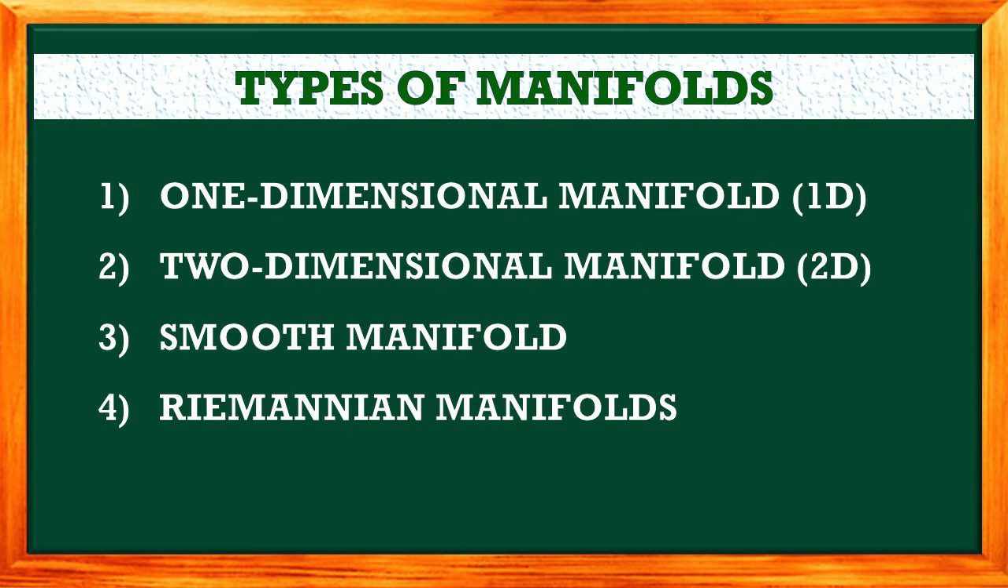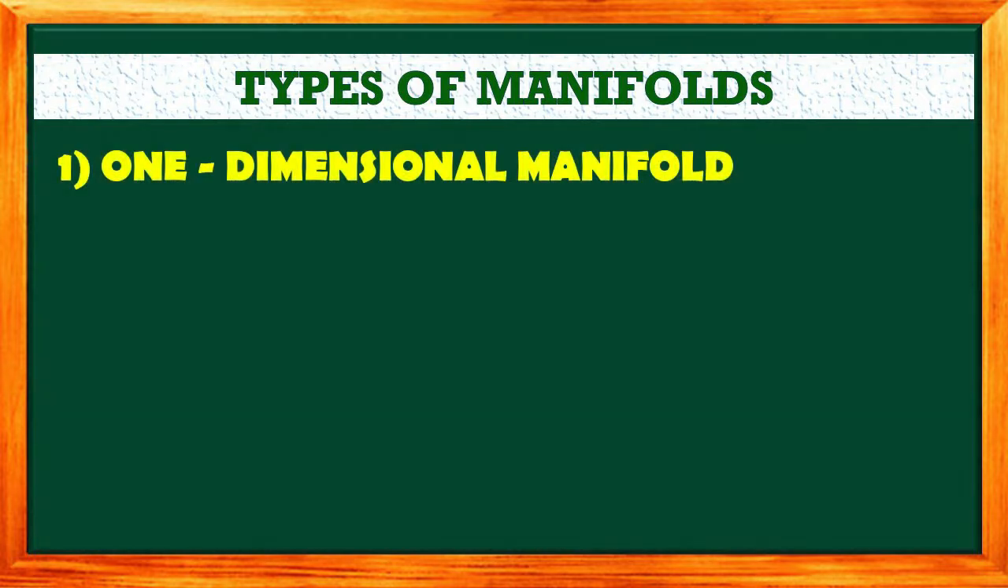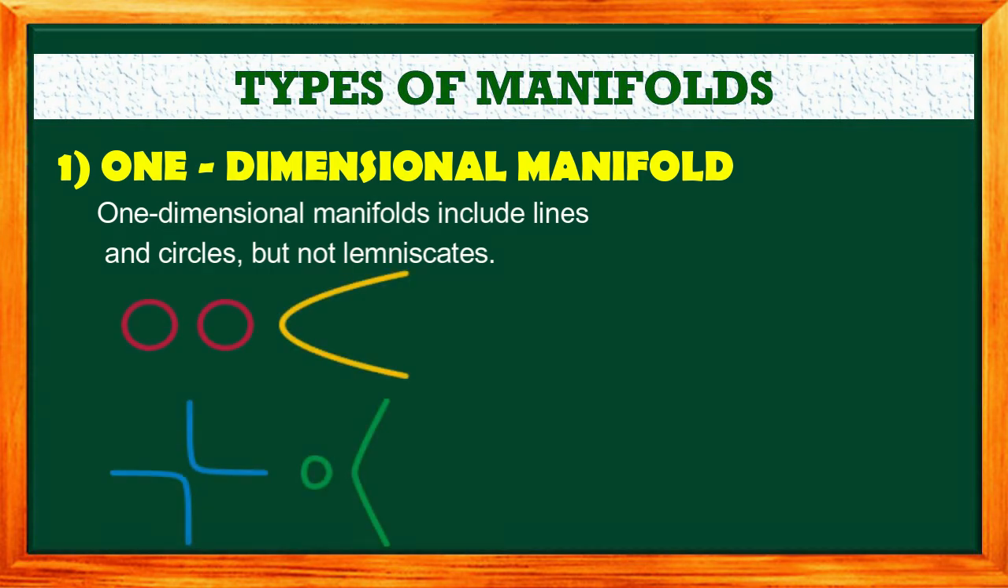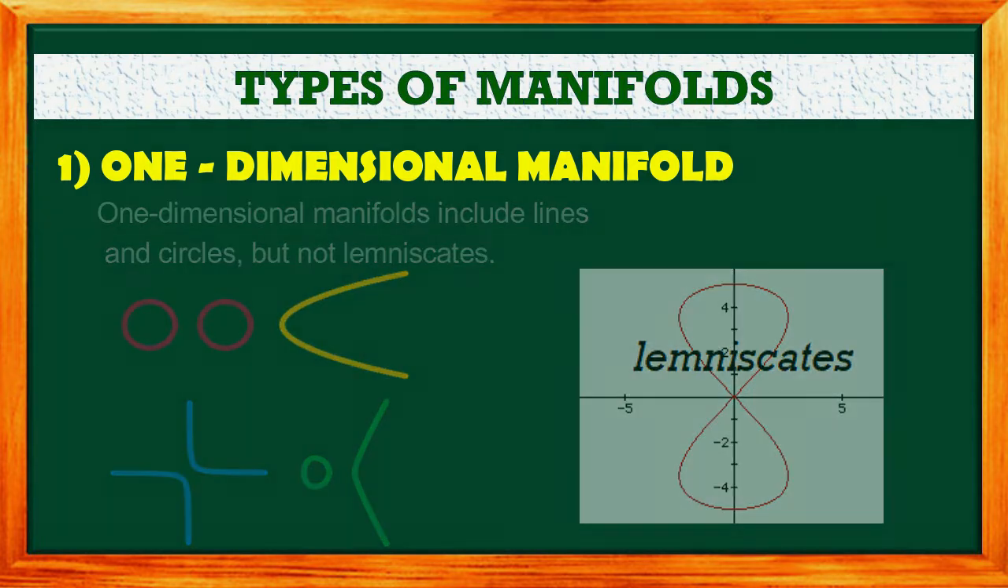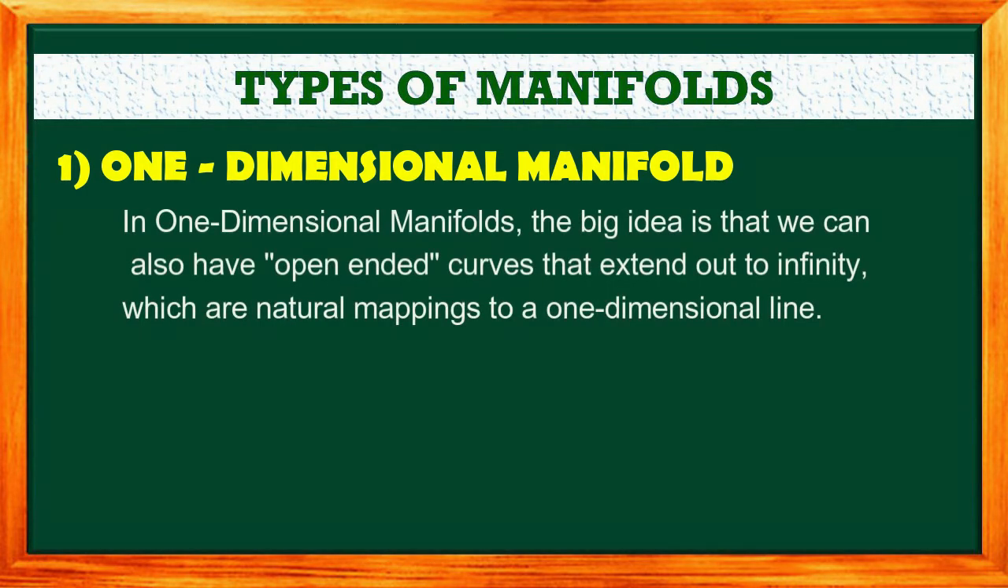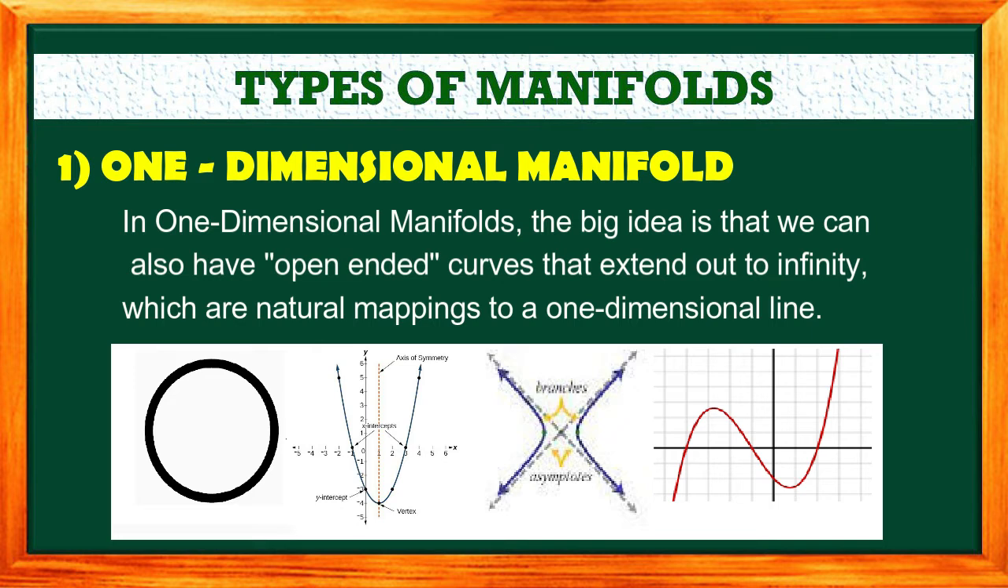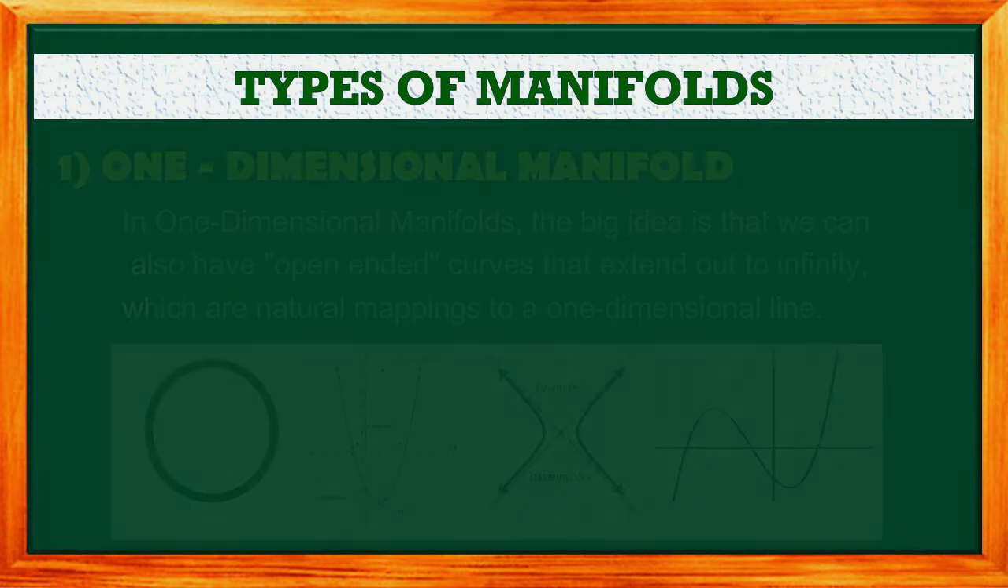Manifolds have four classifications. The first classification is the one-dimensional manifold, or 1D manifold. A 1D manifold includes lines and circles but not lemniscates. In one-dimensional manifolds, the big idea is that we can also have open-ended curves that extend out to infinity, which are natural mappings to a one-dimensional line. Circles, parabolas, hyperbolas, and cubic curves are all 1D manifolds.